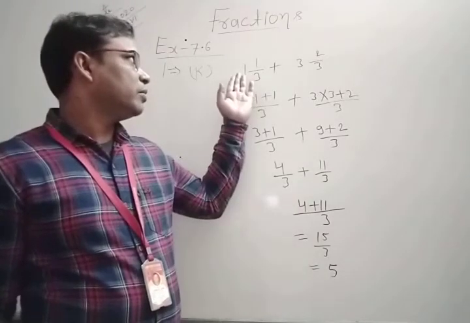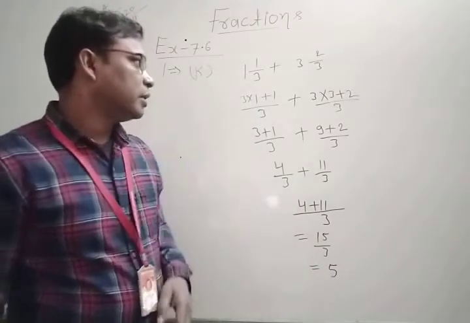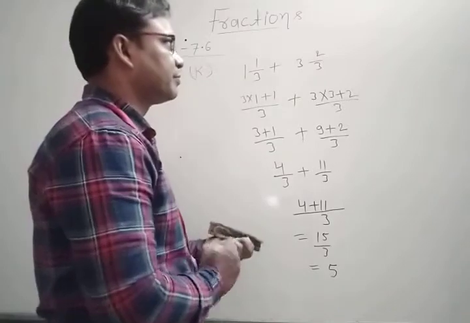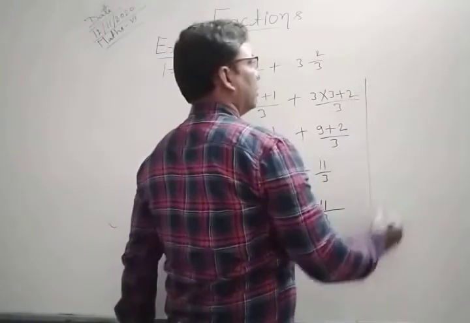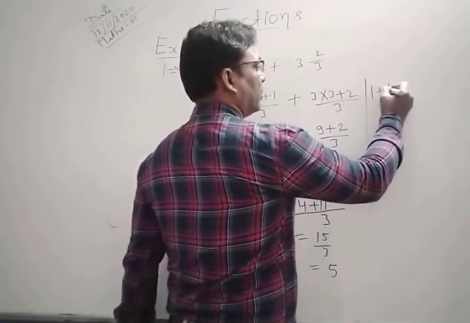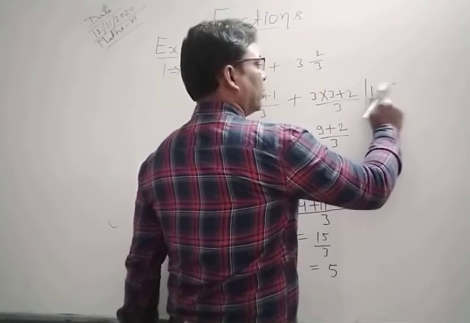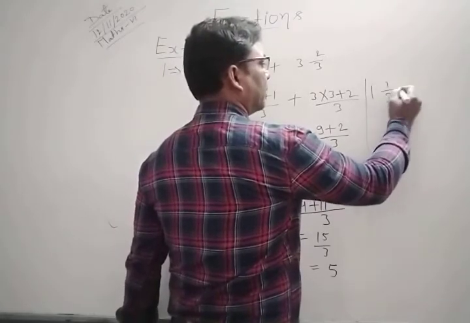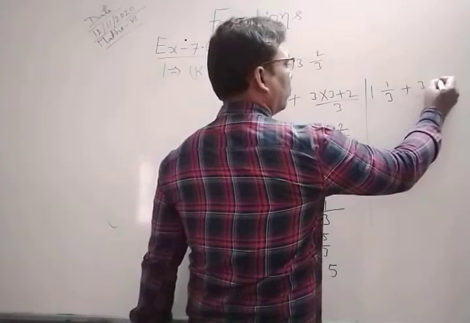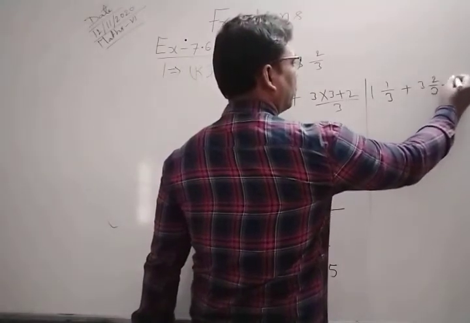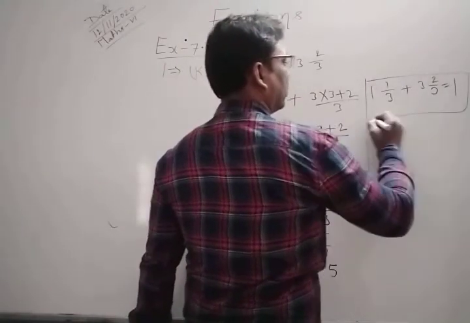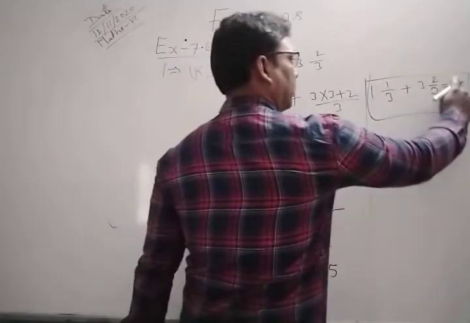So the sum of 1 whole 1 upon 3 plus 3 whole 2 by 3 is equal to 5.